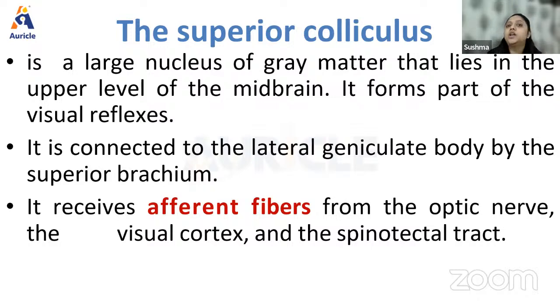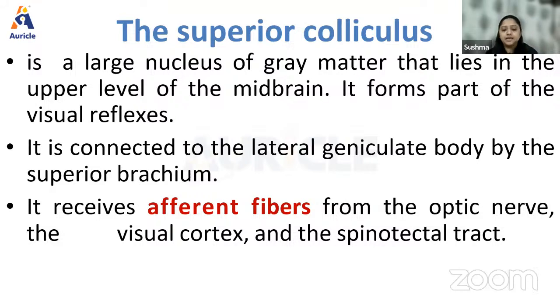And the superior colliculus is related to the LGB, L for light. Now, the superior colliculus forms a part of the visual reflexes. I'll tell you, guys. Suppose I clap my hand like this, you immediately move your neck. When your neck moves, your eyeballs also move. How is this actually happening? It is happening because of the superior colliculus.